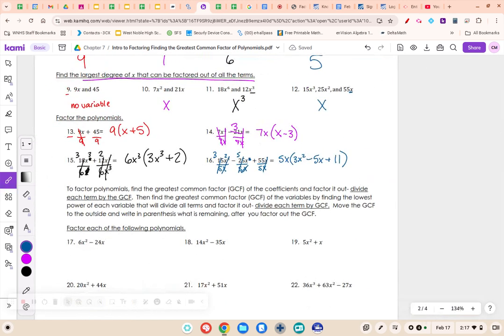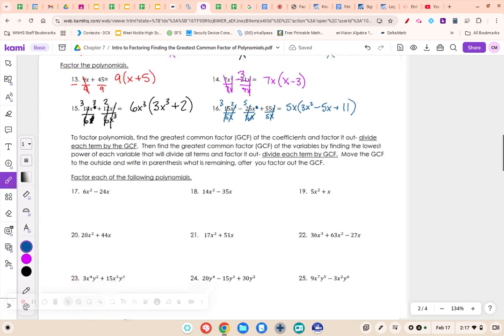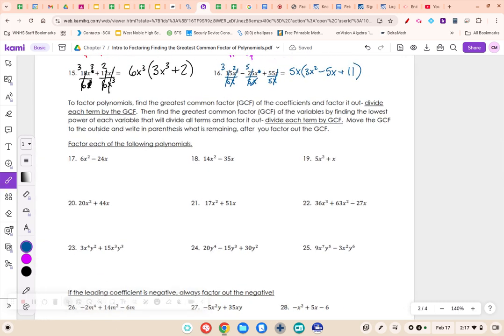All right, so now we're not going to break it down step by step. It says to factor polynomials, find the greatest common factor, GCF, of the coefficient, and factor it out. Divide each term by the GCF. Then find the greatest common factor, GCF, of the variables, by finding the lowest power of each variable. That will divide all terms and factor it out. Divide each term by the GCF. Move the GCF to the outside and write in parentheses what is remaining after you factor out the GCF. So this is basically what we've been doing and is how you will solve these next few problems.